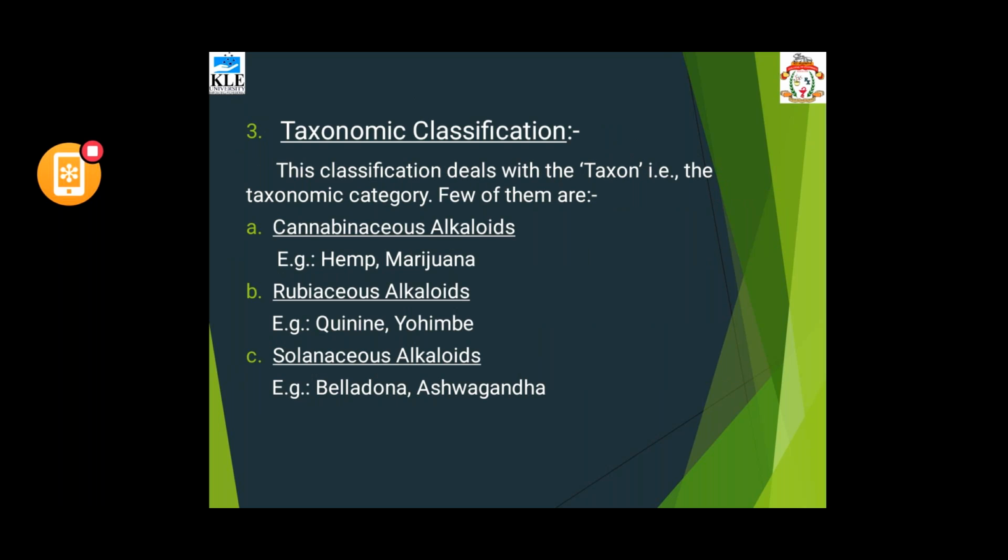The third classification is based on the taxonomy. Taxon means it is based on the family. Some examples are cannabinaceous alkaloids, example hemp and marijuana; rubiaceous alkaloids, example quinine, yohimbe; solanaceous alkaloids, example belladonna, ashwagandha, and many others like apocynaceae, liliaceae. Many other categories are classified under this.